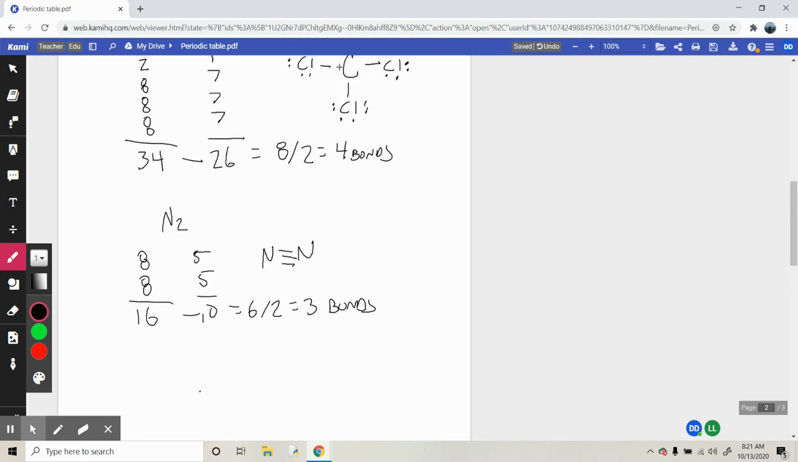Single bonds are the weakest bond, but they're the longest, okay? And then double somewhere in the middle. So triple bond, but it's also the shortest bond.